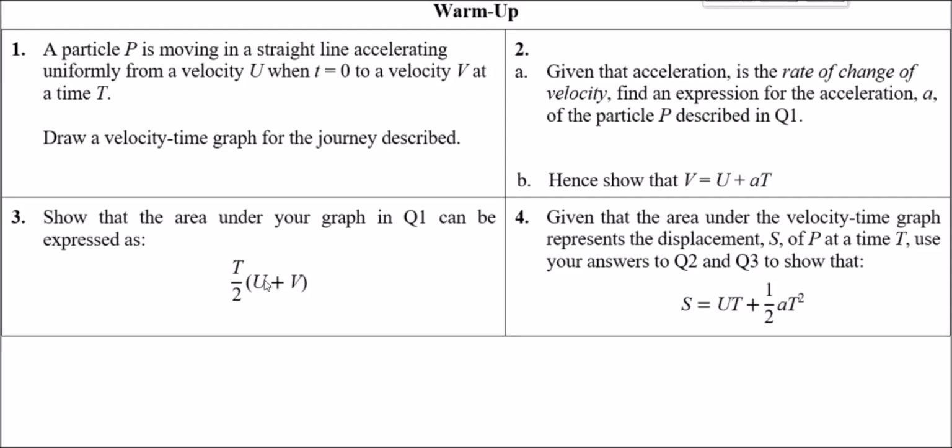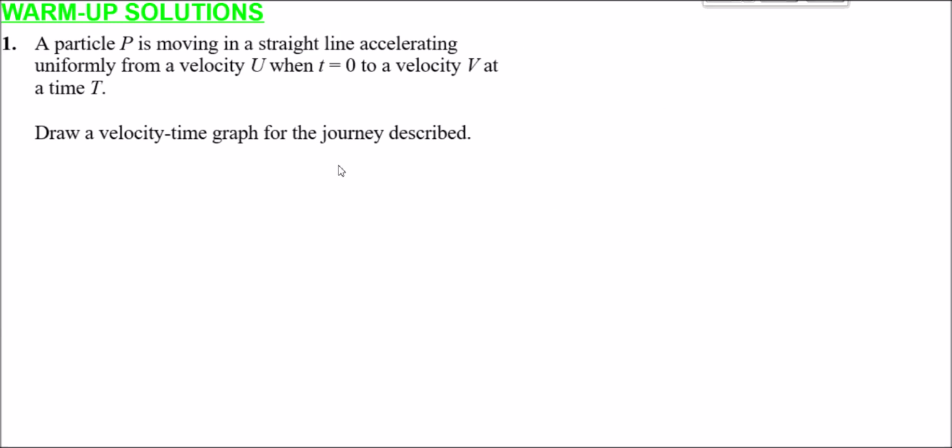So let's have a look anyway now at the solution to question 1. So question 1, we have a particle moving in a straight line, accelerating uniformly, that just means constant acceleration, from a velocity big U when t equals 0, to a velocity of big V at time big T. Draw a velocity time graph for the journey described. So what we need first of all is a pair of axes, and to realise that constant acceleration on a velocity time graph means a straight line with a positive gradient if the speed is increasing.